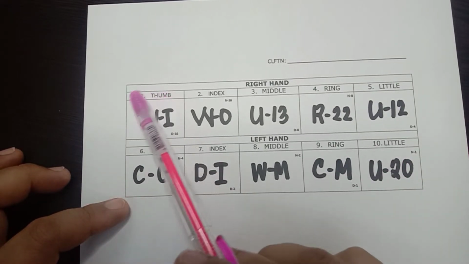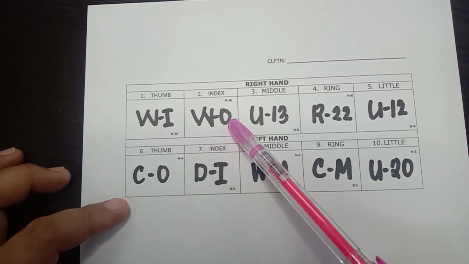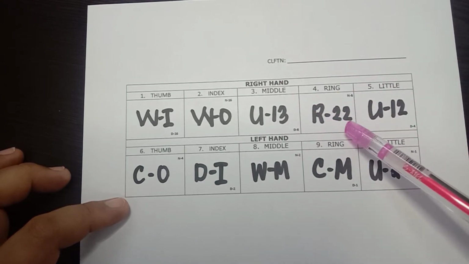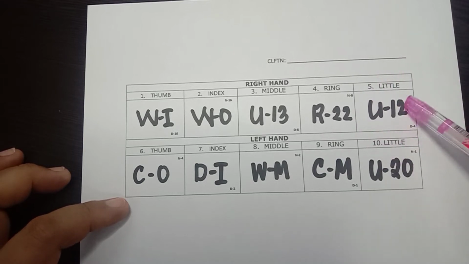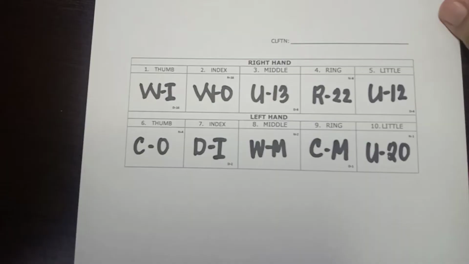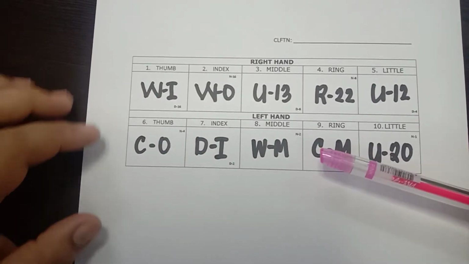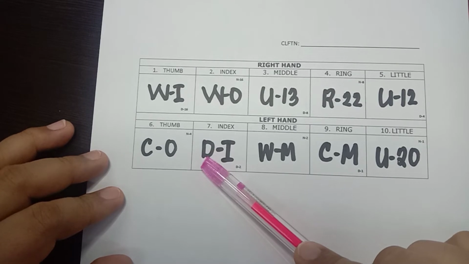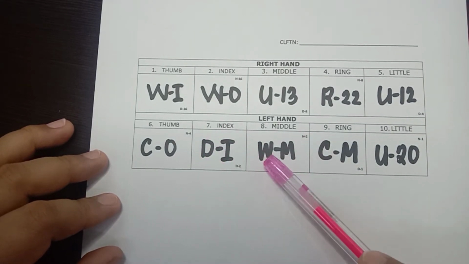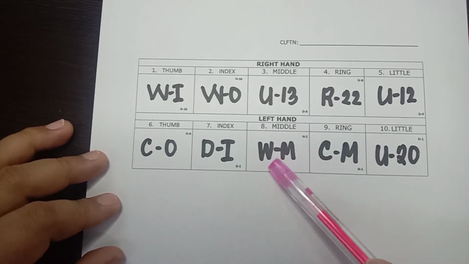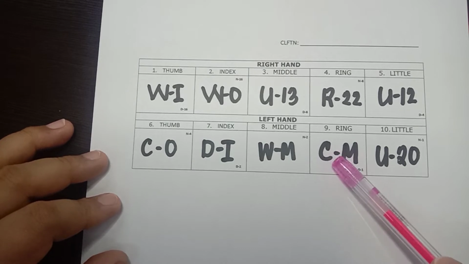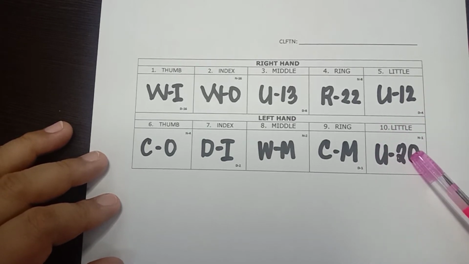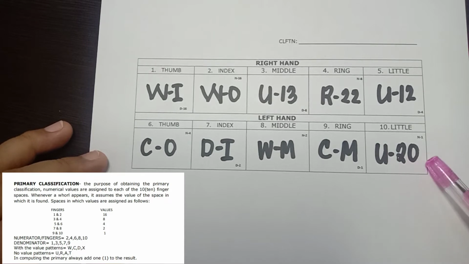We have here plain whirl inner, plain whirl outer, ulnar loop with a 13 ridge count, radial loop with 22 ridge count, ulnar loop with 12 ridge count. Now for our left hand, we have central pocket whirl with outer tracing, double loop whirl with inner tracing. For the middle finger of the left hand, we have plain whirl with meeting tracing. For number 9, the ring finger, we have central pocket whirl meeting. And for the little finger of the left hand, we have ulnar loop with a ridge count of 20.